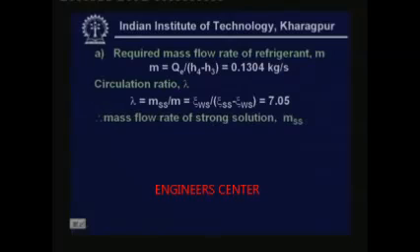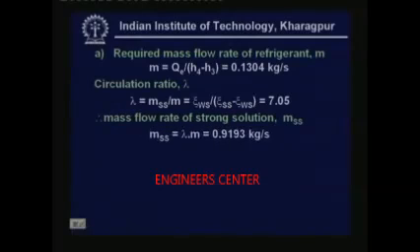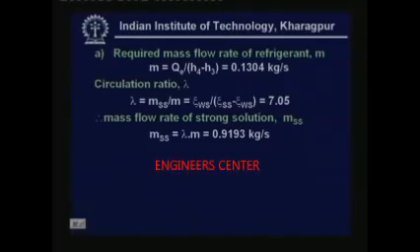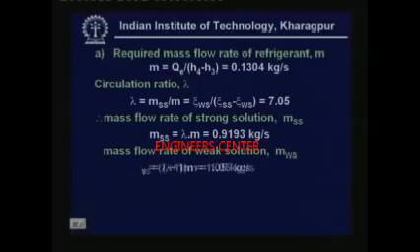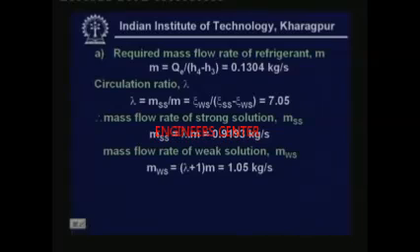So, once you know the circulation ratio, you can easily find out the mass flow rate of strong solution, which is nothing but circulation ratio into mass flow rate of refrigerant, which is equal to 0.9193 kg per second. And mass flow rate of weak solution, this you can easily obtain from the mass balance across the absorber, and we have shown that this is nothing but circulation ratio plus 1 into mass flow rate of refrigerant.